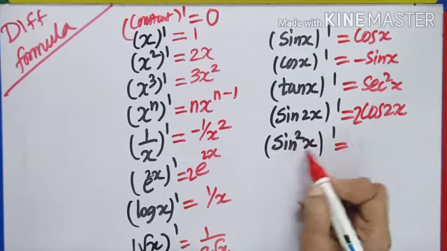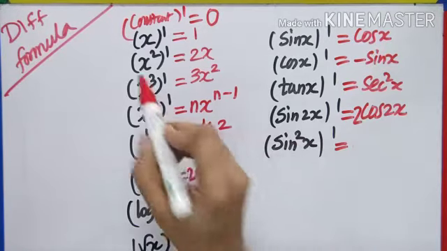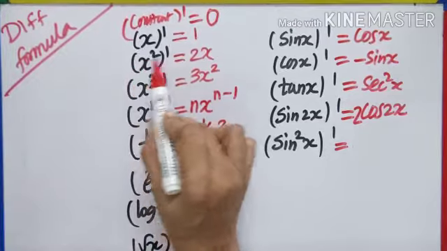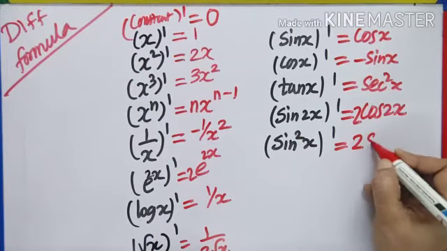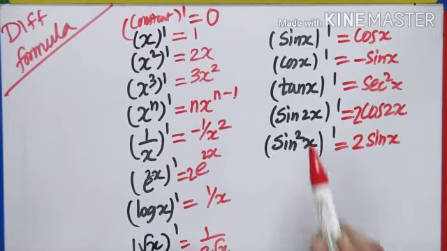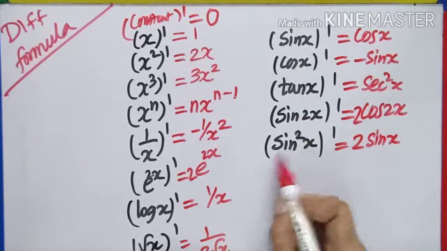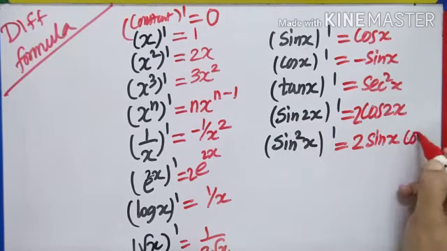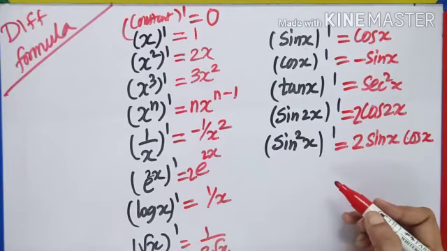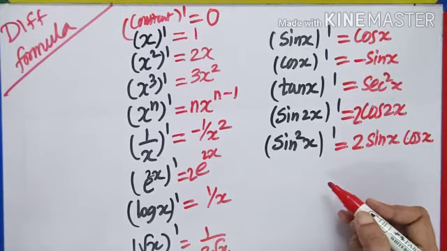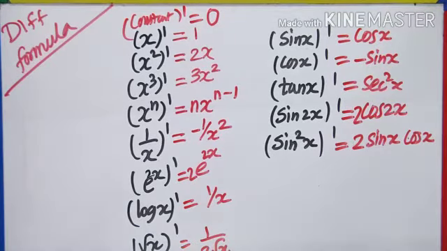Similarly, sin square x, when I see, you remember x square becomes 2x. So, sin square x will become 2 into sin x. Hide square, it is sin x, and sin x will become cos x. So, these are very simple formulas that we recall, and there are some more. As and when the problems come, let us learn them.